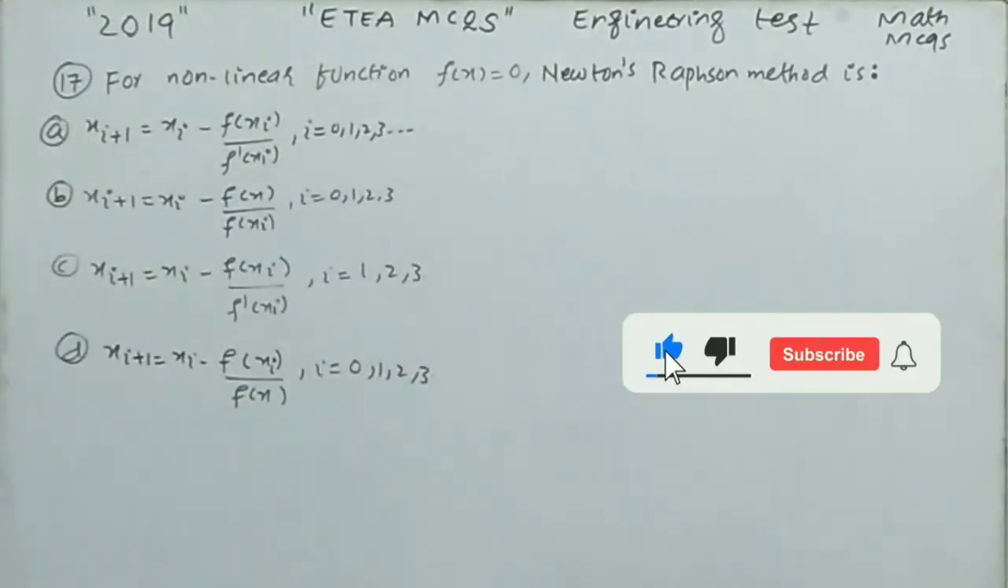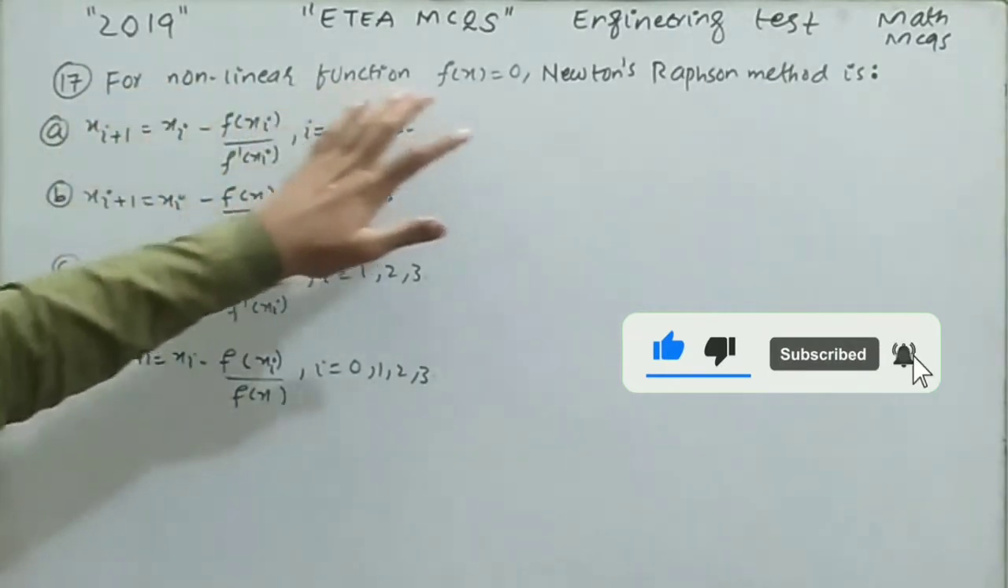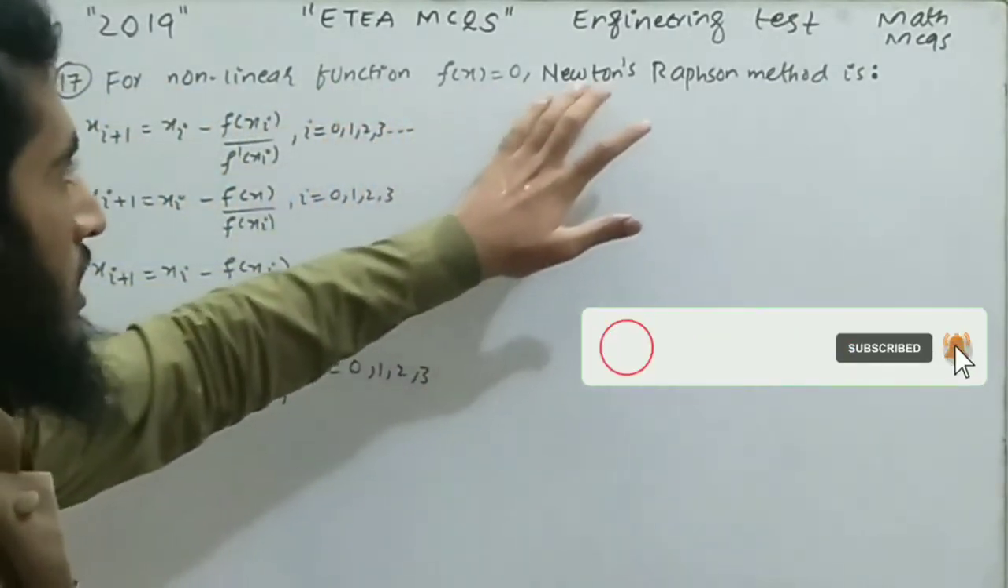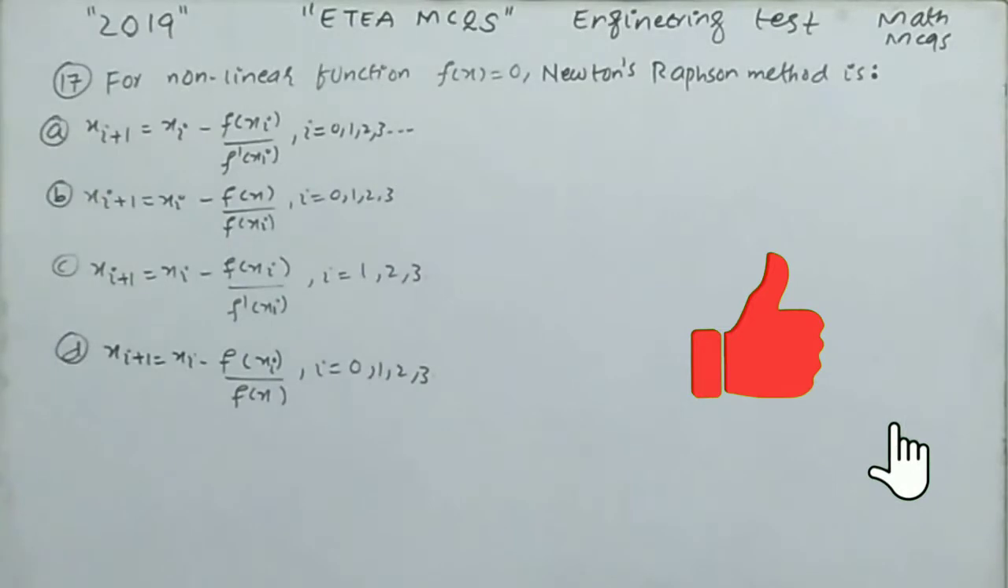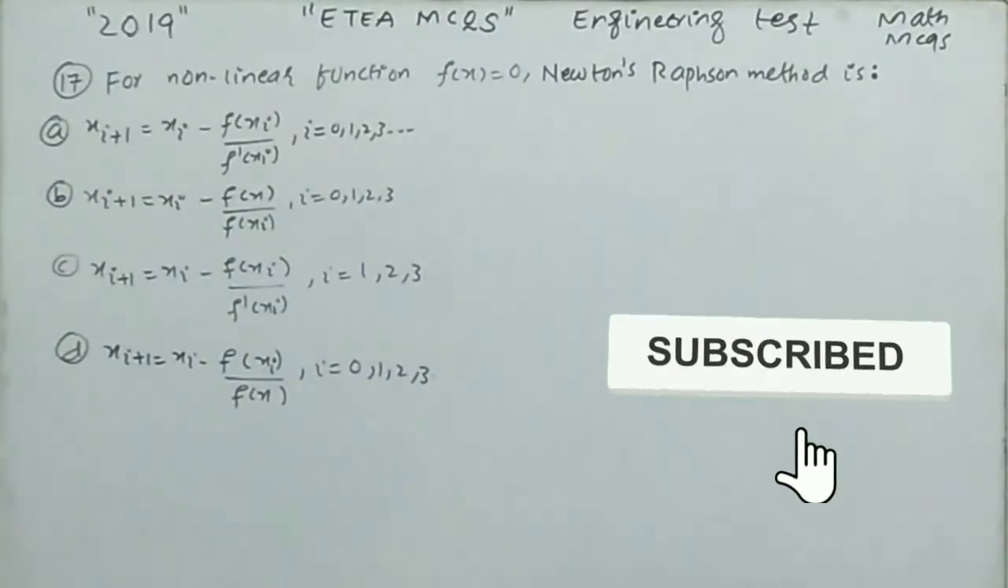Now move to the next MCQ number 17. For a non-linear function f of x equal to 0, the Newton-Raphson method will be. So the correct option for this MCQ is option number A.